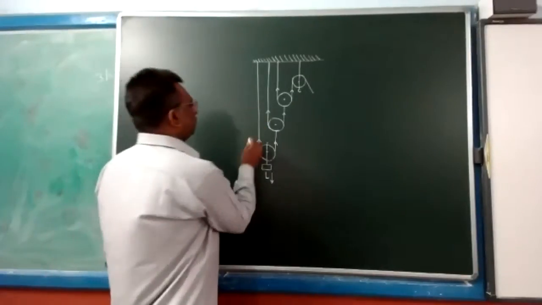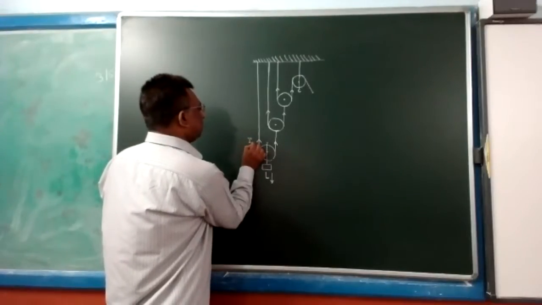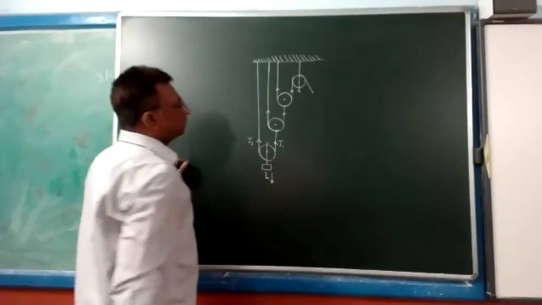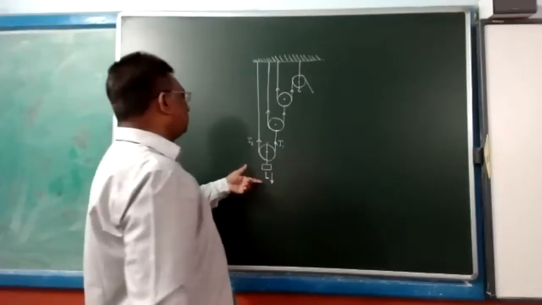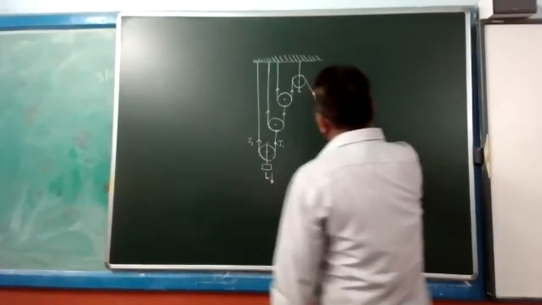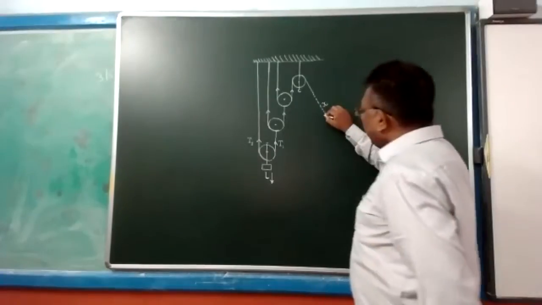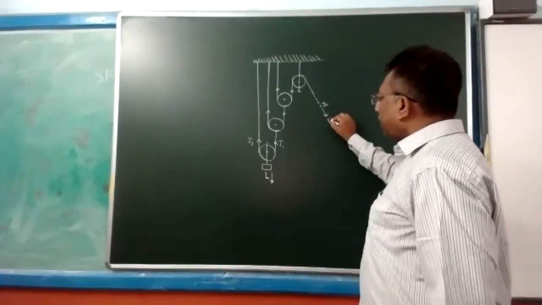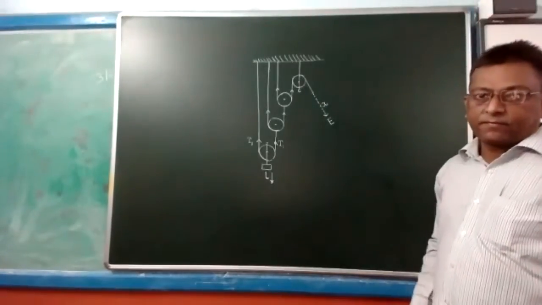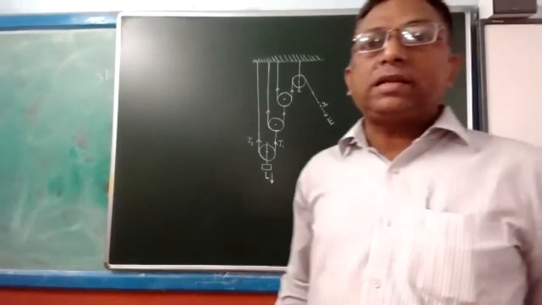Here, the upward arrow, say it is T1, tension T1. At this position, an effort is applied through some distance, say small x. This is the direction of effort applied at this free end through distance small x.